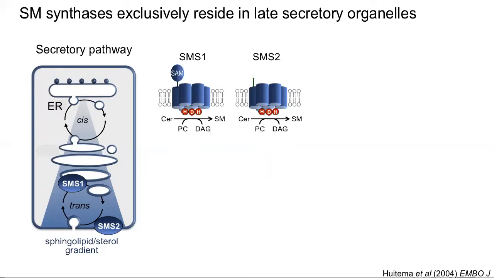Now, the sphingomyelin produced by these enzymes at these locations provide a sink for cholesterol synthesized in the ER, and so this arrangement contributes to the formation of a sphingolipid-sterol gradient along the secretory pathway, which is important for maintaining ER and plasma membrane-specific lipid codes.